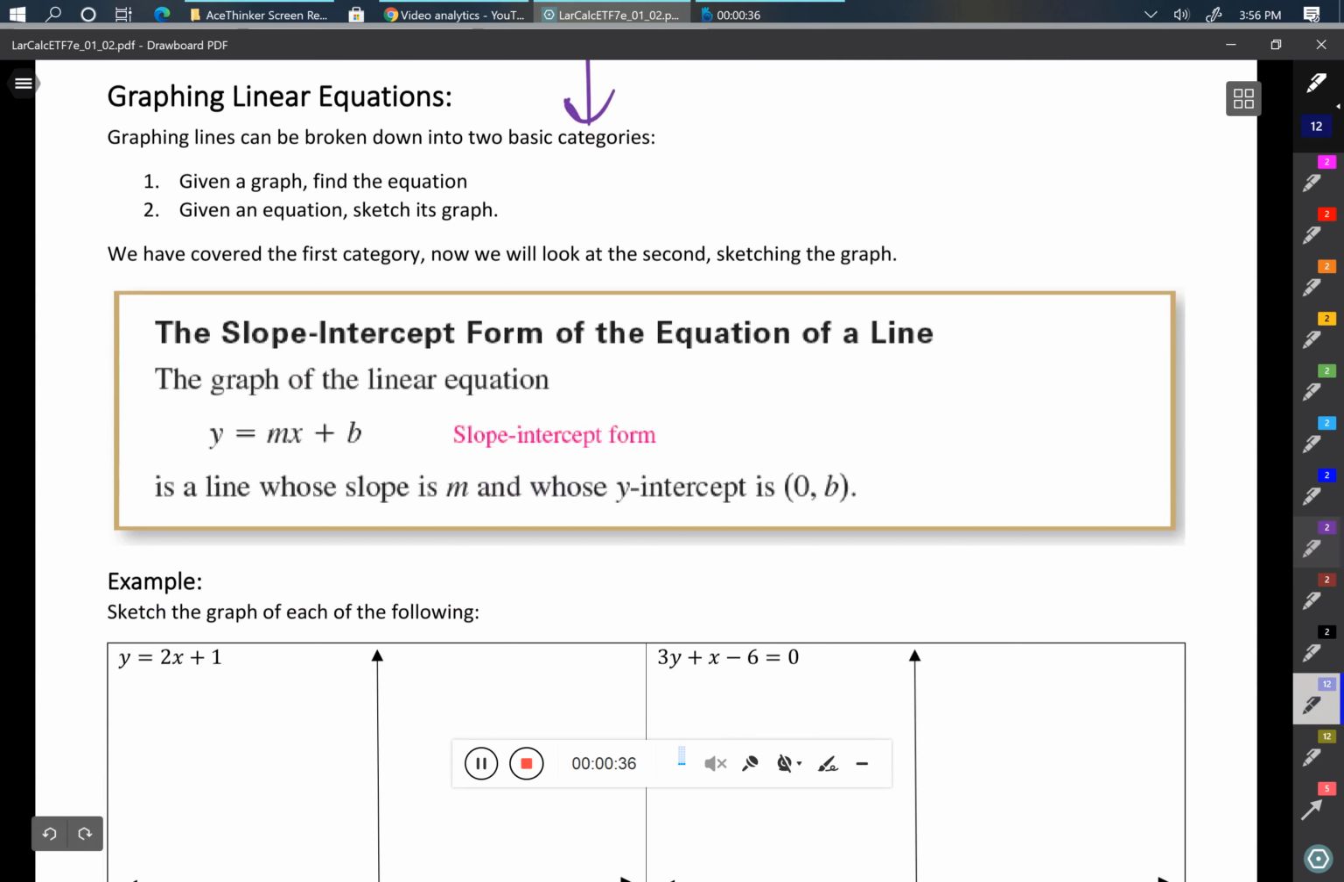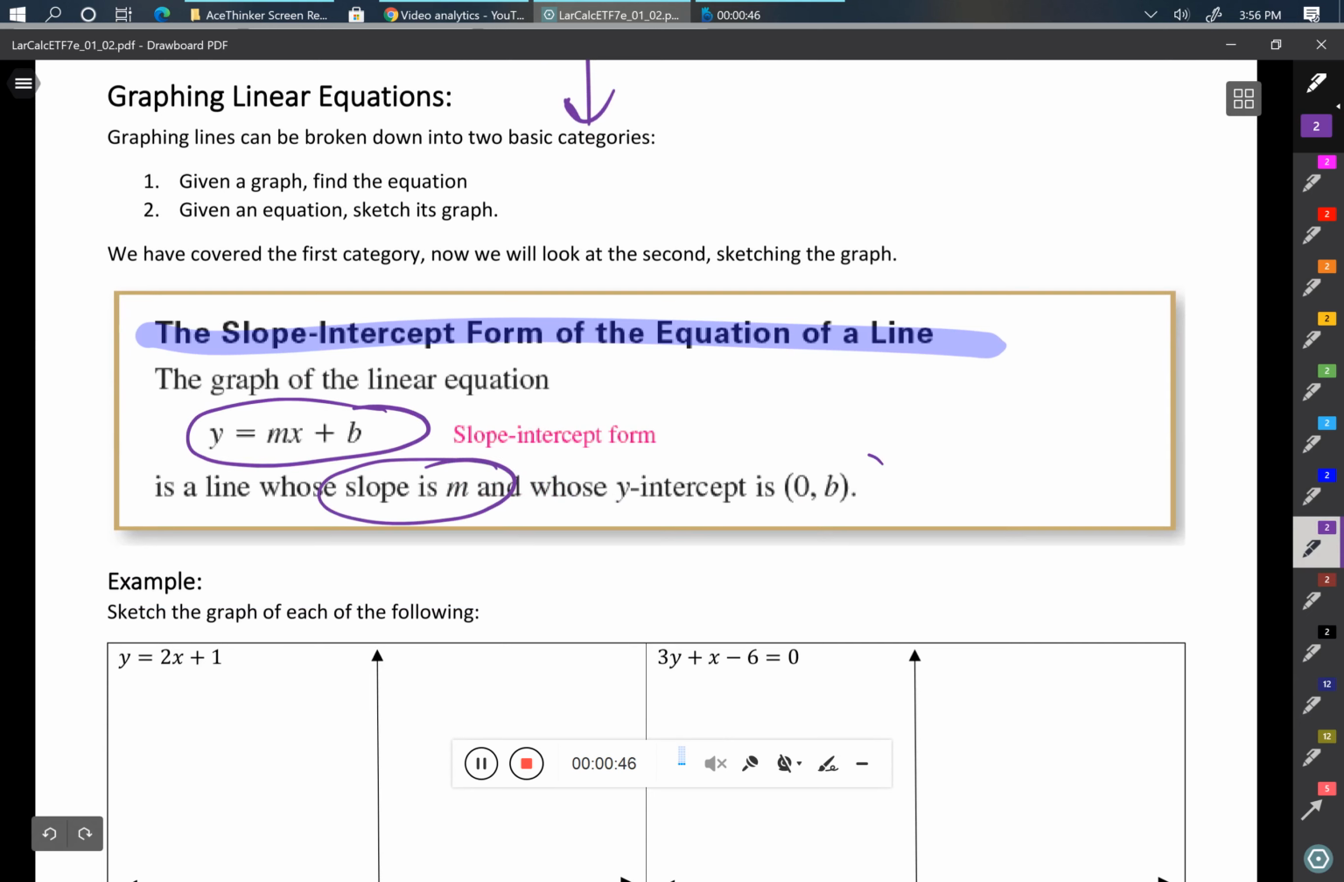Most commonly, we use the slope-intercept form of the equation of a line when we're going to do our graphing. The reason being is when it's written in slope-intercept form, we have the slope m and the y-intercept b. They're written right there for us, so they make it easy.